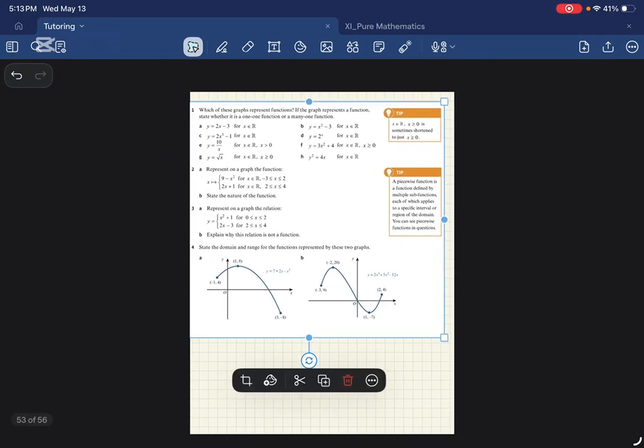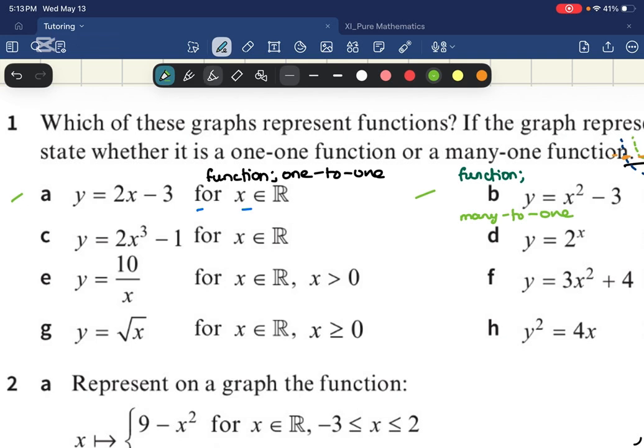All right. So we're done with 2. So a is a one-to-one function, b is a many-to-one function. All right. And let me just turn on my laptop as well.